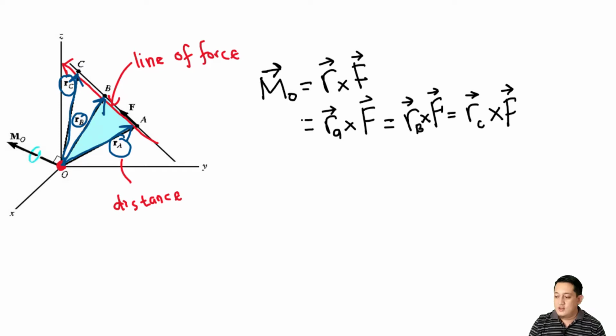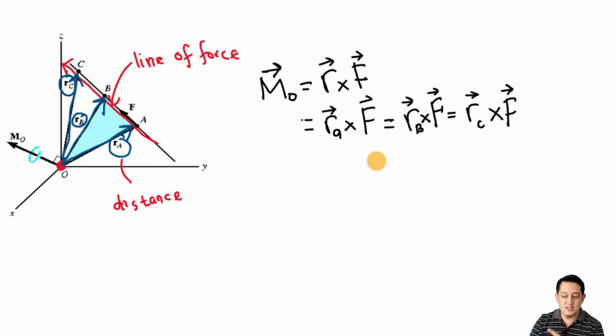It might sound difficult to imagine how this RA, which is totally different from RB, which is totally different from RC, can produce the same result when we cross product with F. So this is the special part of moment in 3D. We don't have it in 2D because in 2D we need to make it 90 degrees no matter what when we want to calculate the moment.